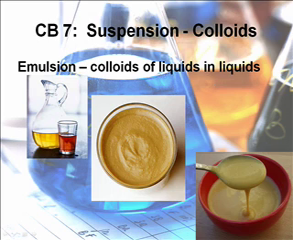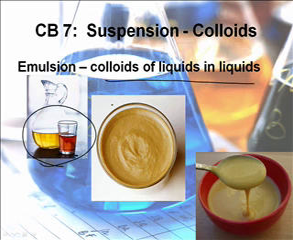There is also one other thing called an emulsion. An emulsion is where you have a colloid of a liquid in a liquid. So if we take two liquids and we pour them together, mustard is a good example here. You pour these two together and then boom, they become a colloid. Two solutions of liquid in a liquid.